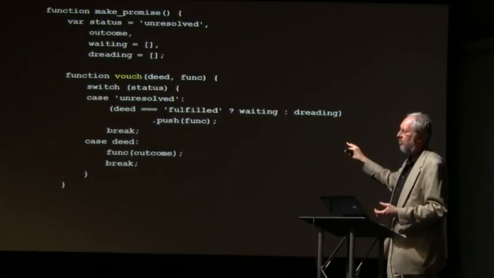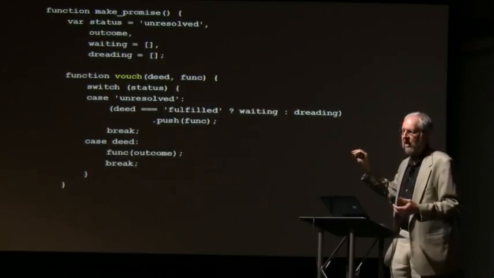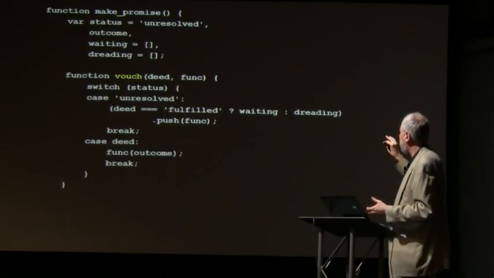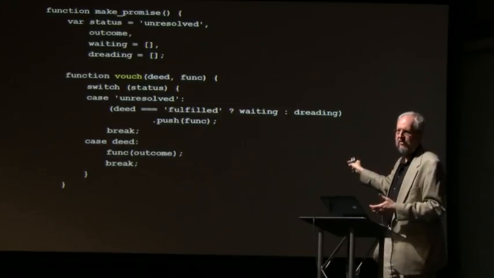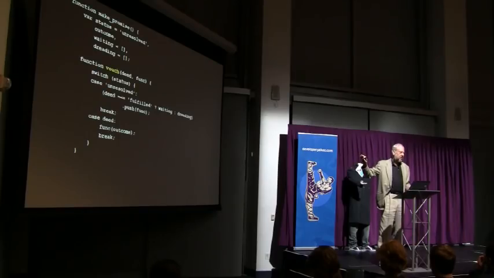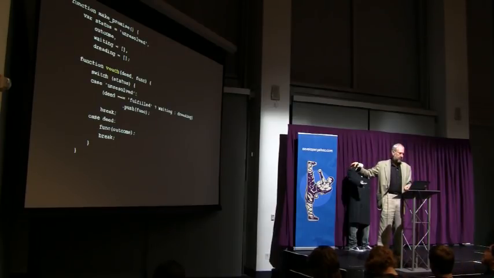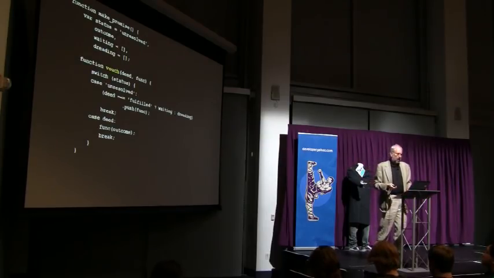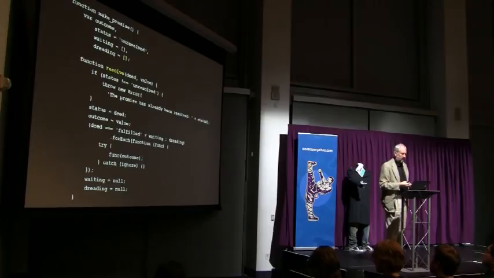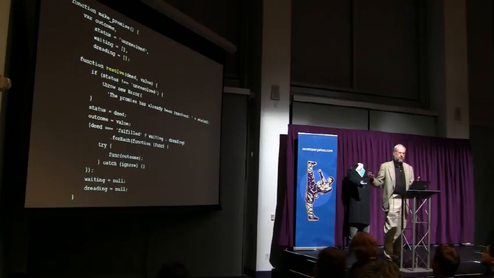Then vouch will take a deed and a function, and then it'll look at the status. And if the status is still unresolved, then it will put it onto one of those lists. And which list it'll put it on will depend on what the deed is. But if the current state of the promise matches the deed, then we can execute it immediately. Then the other piece of this is resolve. If the status has already been resolved, then we throw an error because we can only do it once.